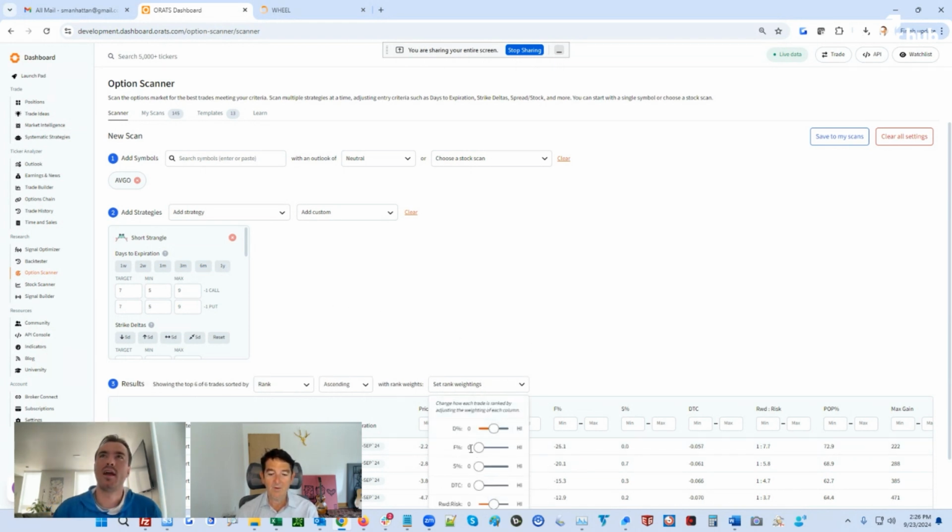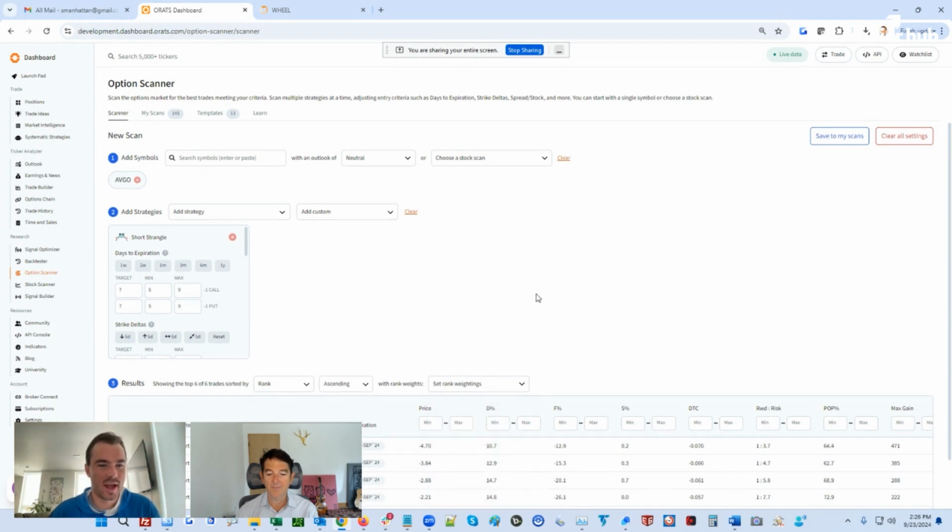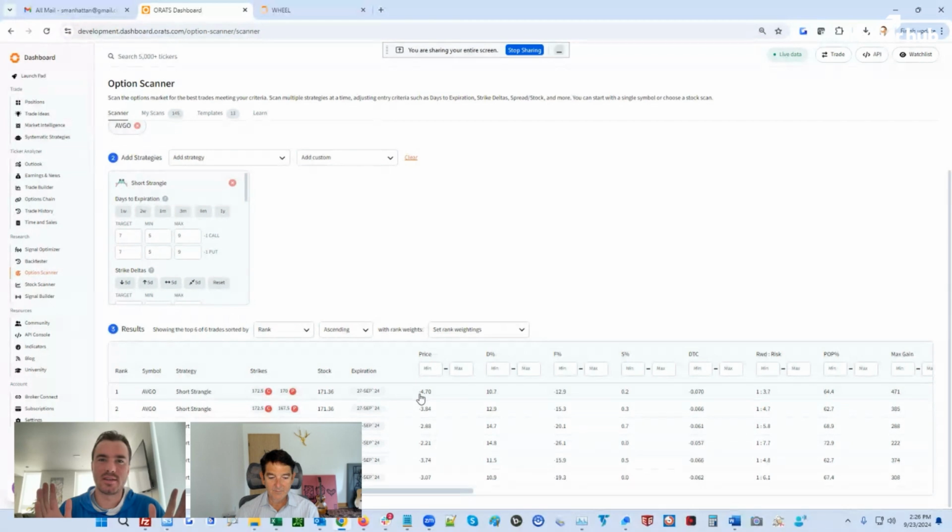Yeah, that was a good explanation. It's very detailed of what we're doing. I think it's a little bit easier to visualize the overlapping of the payoff diagrams, right?